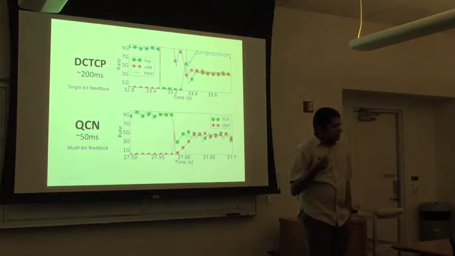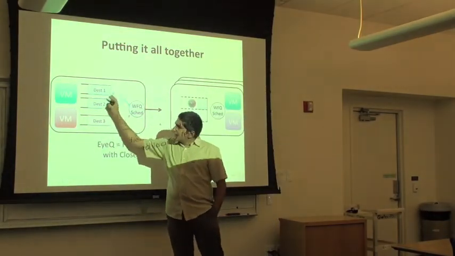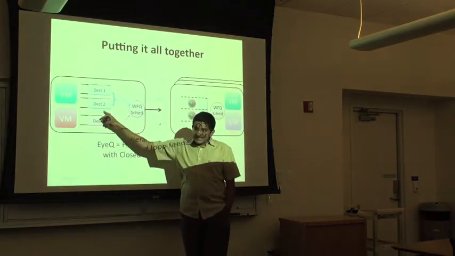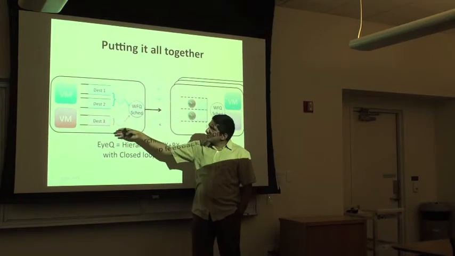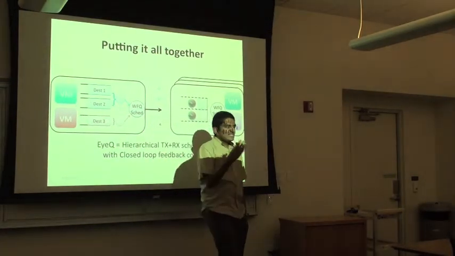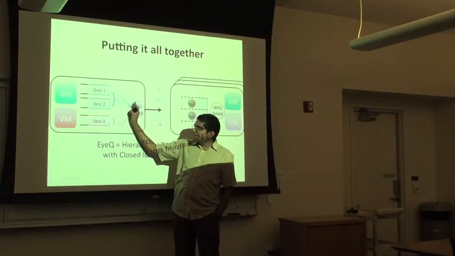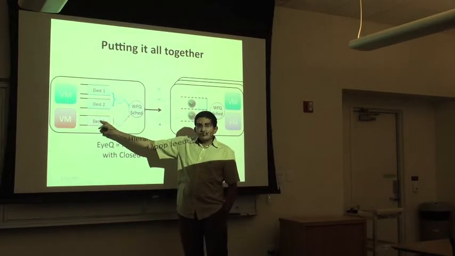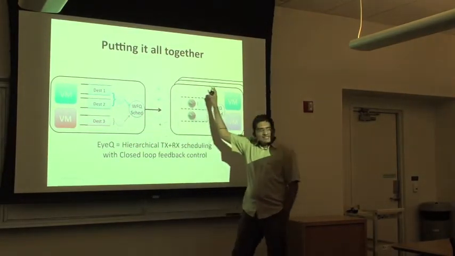Okay. So putting it all together, the components that we have are, for every single physical machine, the VMs are created. And what we have is per-destination rate limiters, followed by a scheduler here that ensures that each VM on the transmit side gets the bandwidth that it requested. Okay. So if there's contention on the transmit side, each VM will get its bandwidth. And these rate limiters, which are created on a per-destination basis, are going to control how much traffic you send to any single destination.